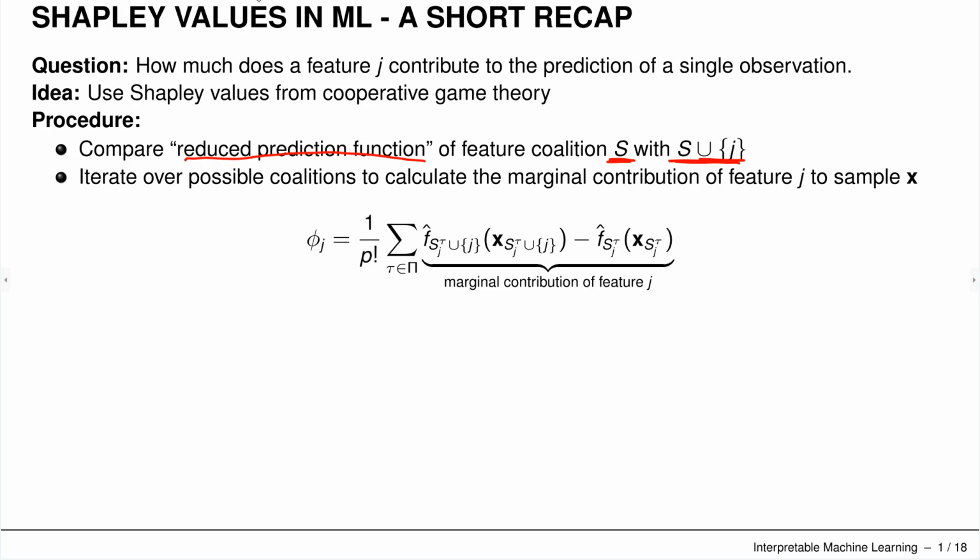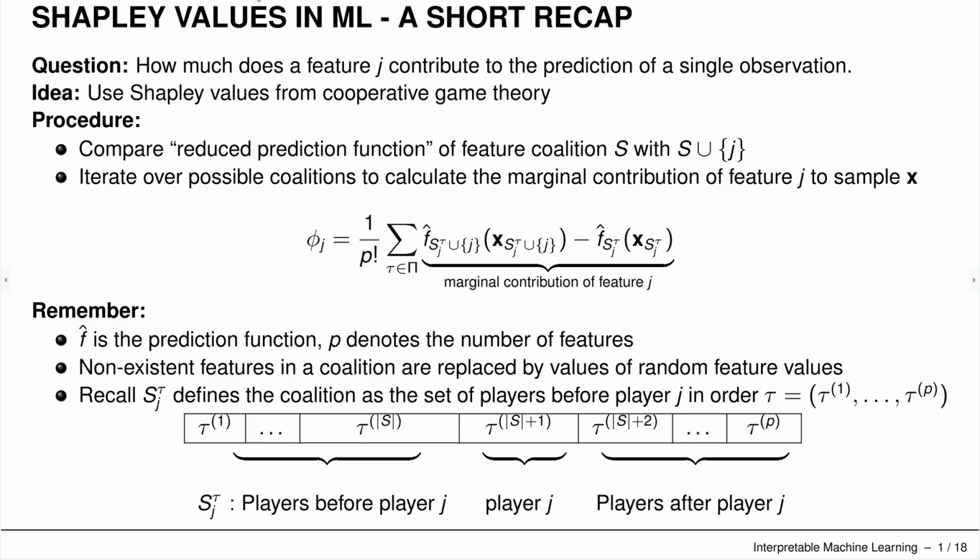So the Shapley value phi j for feature j was the average over all possible orderings, and these are factorial of p, where p is the number of features. And now for each of the orderings, we look at the prediction difference between the coalition where feature j is included and the prediction where feature j is not included, which is then the marginal contribution of our feature j. We do that difference for all possible orderings, and that's our Shapley value.